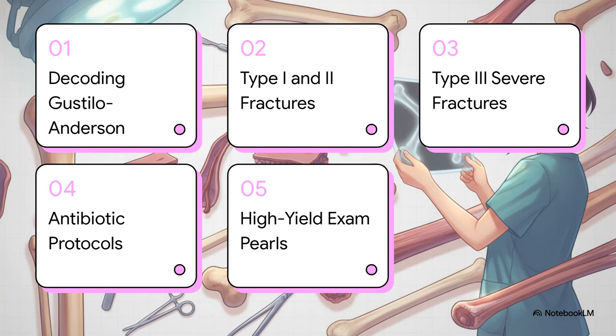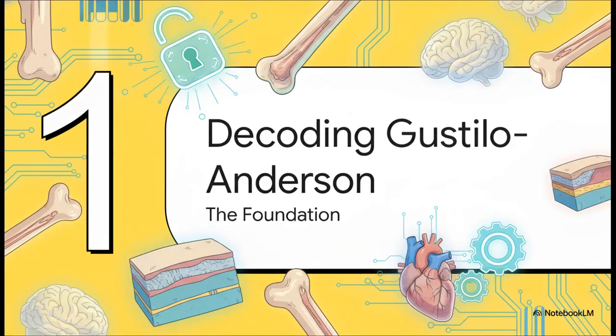Here's how we're going to climb the ladder of severity step by step. First, decoding the Gustilo-Anderson classification, then breaking down type 1 and 2 fractures. After that, we hit type 3, the really severe fractures, look at targeted antibiotic protocols, and finally wrap up with some high-yield exam pearls.